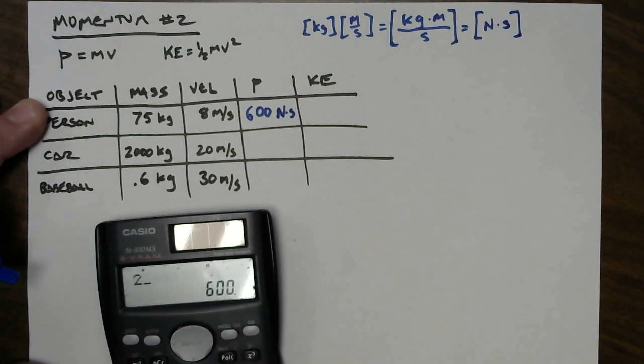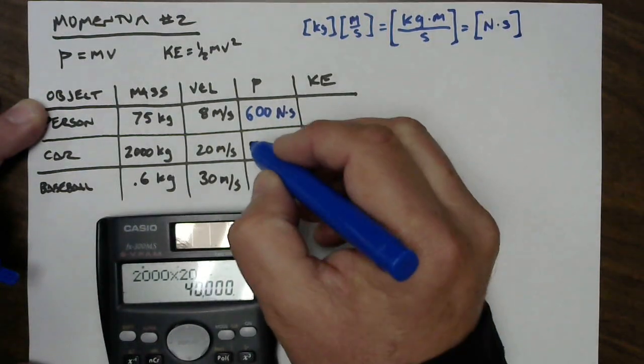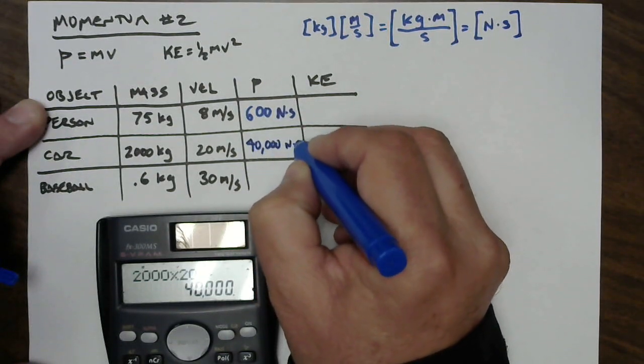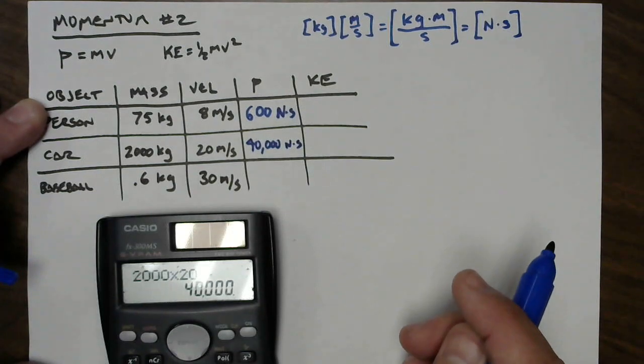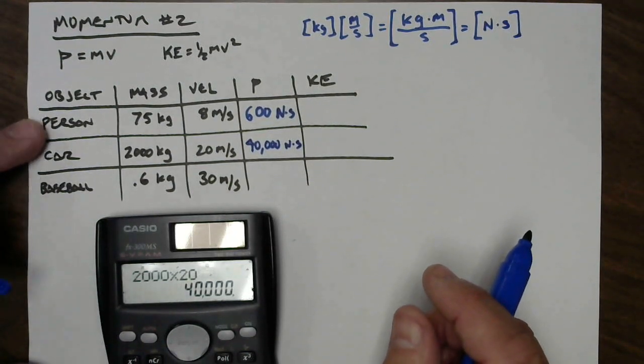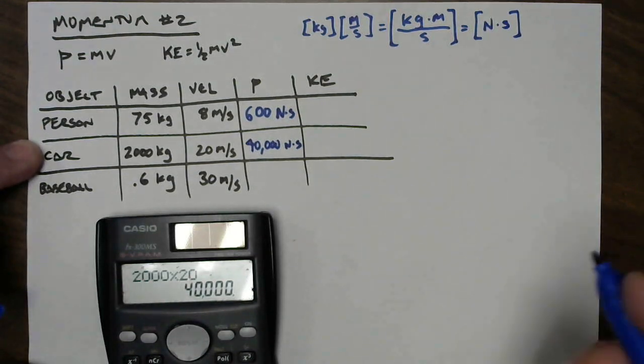Okay, let's work back on the car. 2,000 times 20 equals, okay, that's not what I wanted. I don't think that's right. 2,000 times 20, and that's 40,000 Newton seconds. But that's a lot more than the person. So yes, if a person collided with a car, the car's momentum would dominate the situation. I think we all know that.